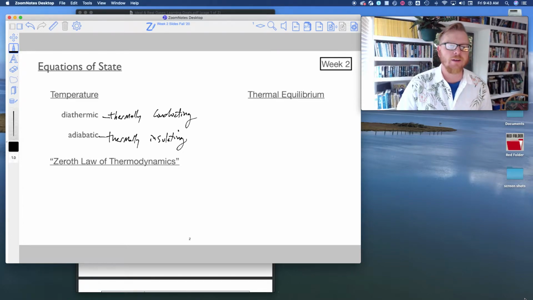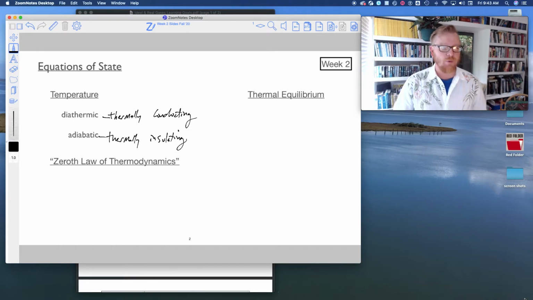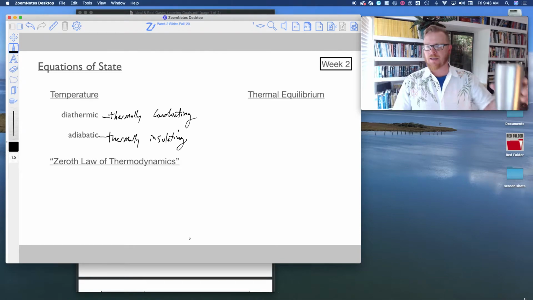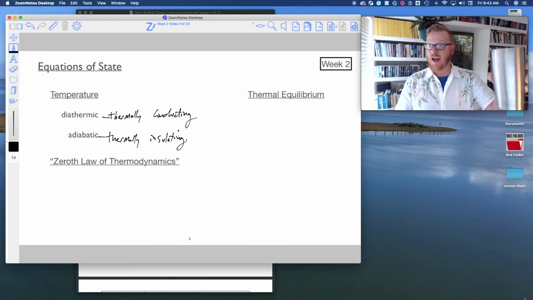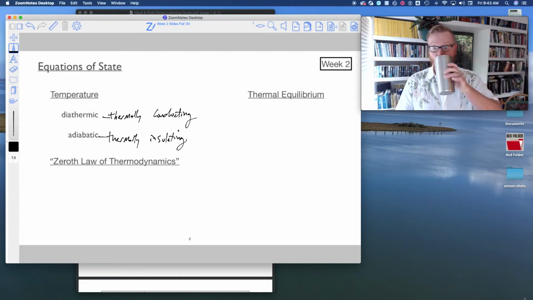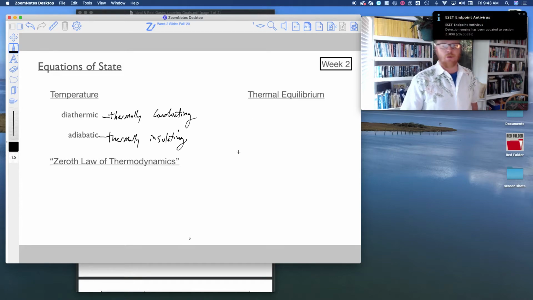Okay, a diathermic container, for example, or an adiabatic container. So here I have my super fancy, expensive Yeti mug. Is this diathermic or is this adiabatic? What do you think? It kept that water nice and cold. It's got to be adiabatic, right? It's got to be thermally insulating.